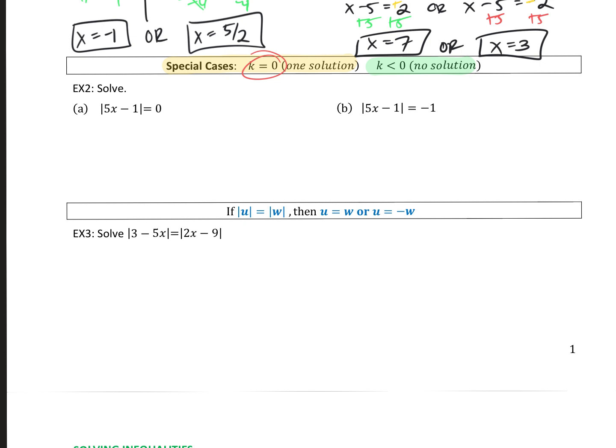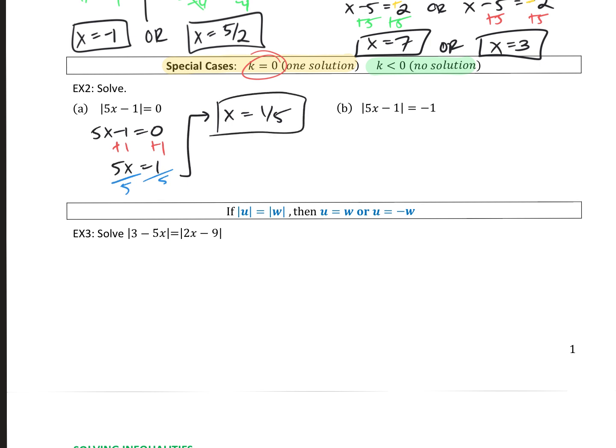So for the first one, we have it set equal to 0. Well, we know this is going to have one solution, so we'll just go ahead and set that up. 5x minus 1 equals 0. If you tried to set it up with "or 5x minus 1 equals negative 0," that doesn't really matter because 0 isn't a positive or a negative. So again, we'll just set that up with 5x minus 1 equals 0, because we're just going to have one solution based on that case. And when we set that up, adding 1 to both sides to solve, and then dividing by 5 to get x by itself, we get x equals 1/5.